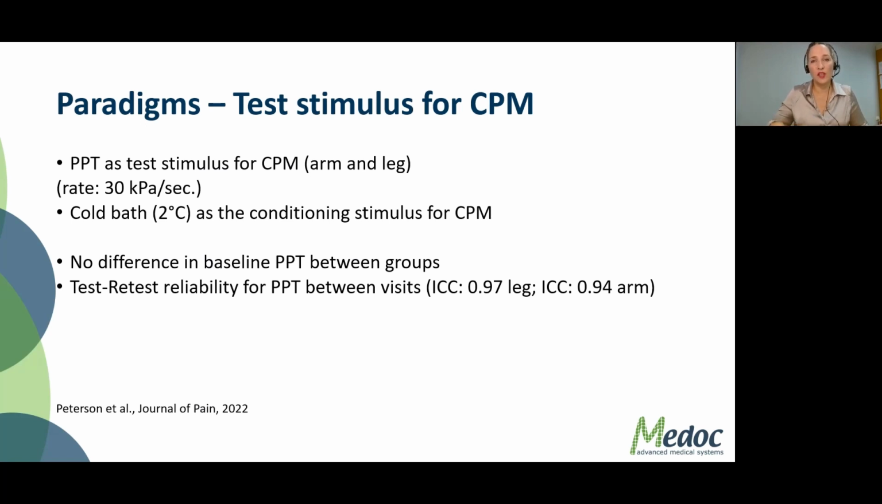But in CPM, they found that those with symptomatic COVID had impaired CPM as opposed to those with asymptomatic COVID and control. So this is a way to show and to measure the effect of COVID on our pain system. And this is an interesting finding. And by the way, the retest reliability for PPT between visits was again excellent.